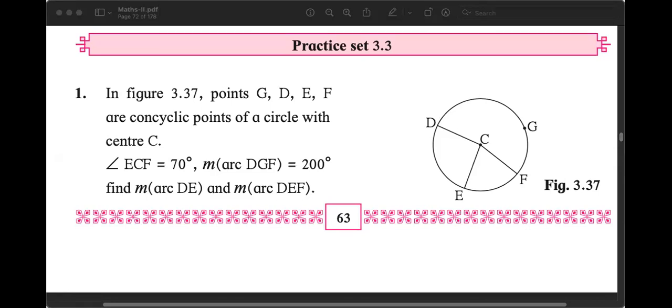Angle ECF equals 70 degrees. This angle is 70 degrees. Arc DGF. So this arc is 200 degrees. We have to find the measure of arc DE. बता दो जल्दी से ये कितना होगा? Calculate and tell. Quickly.